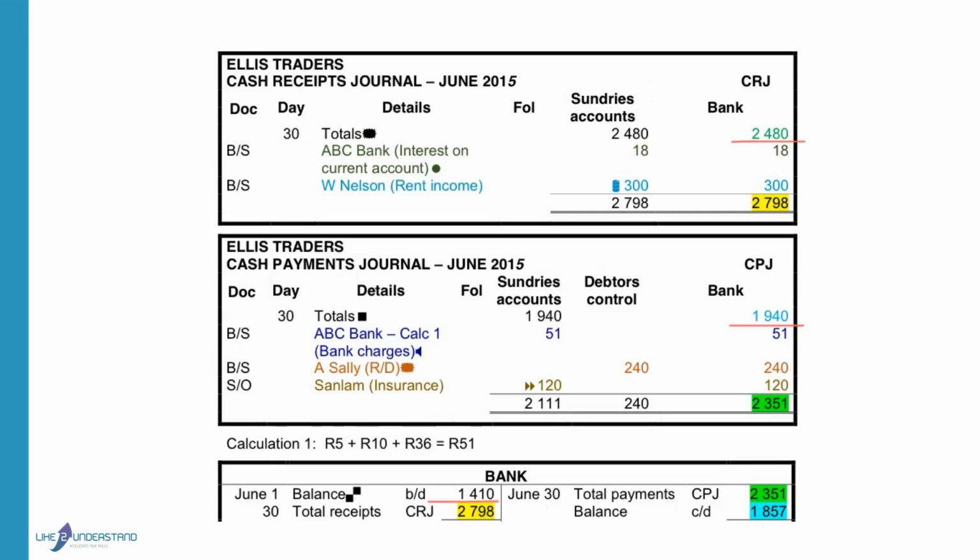The bank charges will be shown as 51 Rand in the bank, and the bank charges account will be debited with 51. The interest is interest that we receive. Our normal checkbook account is called a current account, so it's interest on current account, and the money in the bank will increase with 18 Rand.